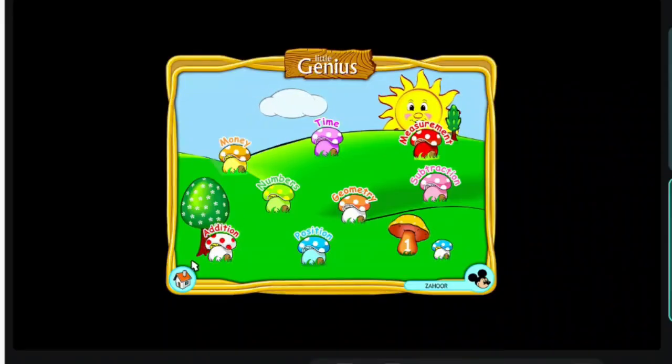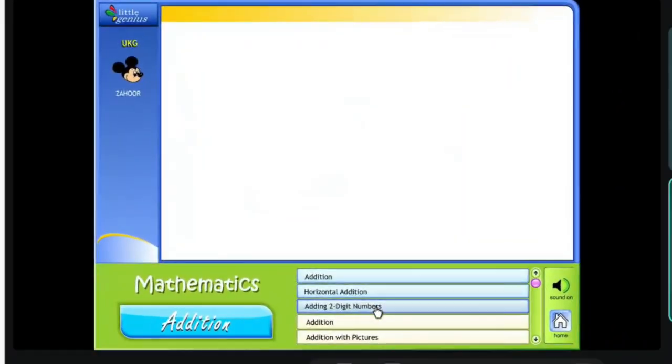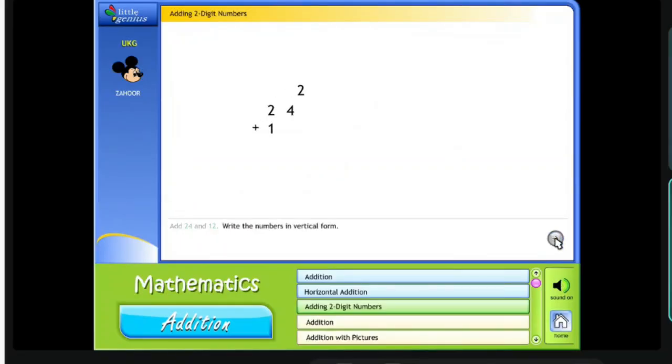Then if you go to addition, similarly here you can see addition like this. Adding 2-digit numbers. Add 24. Write the numbers in vertical form. Add ones.